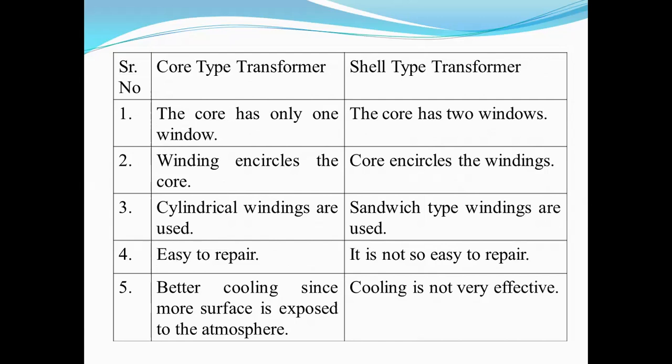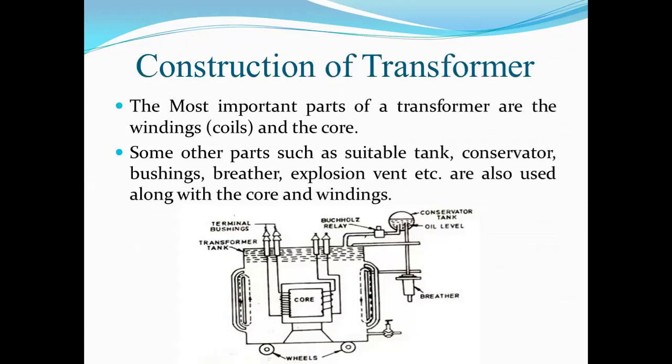Cylindrical windings are used in core type. Sandwich type windings are used in shell type. Core type transformer is easy to repair. Shell type is not so easy to repair. Core type has better cooling since more surface is exposed to the atmosphere. Cooling is not very effective in shell type transformer.